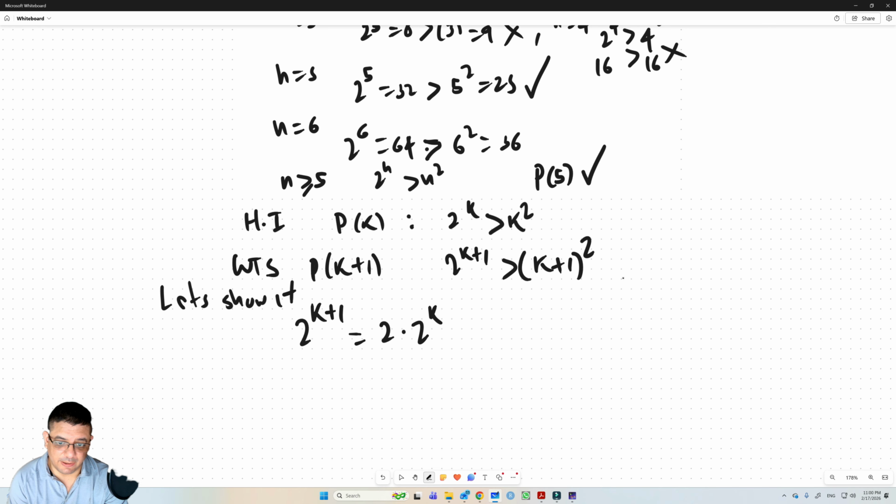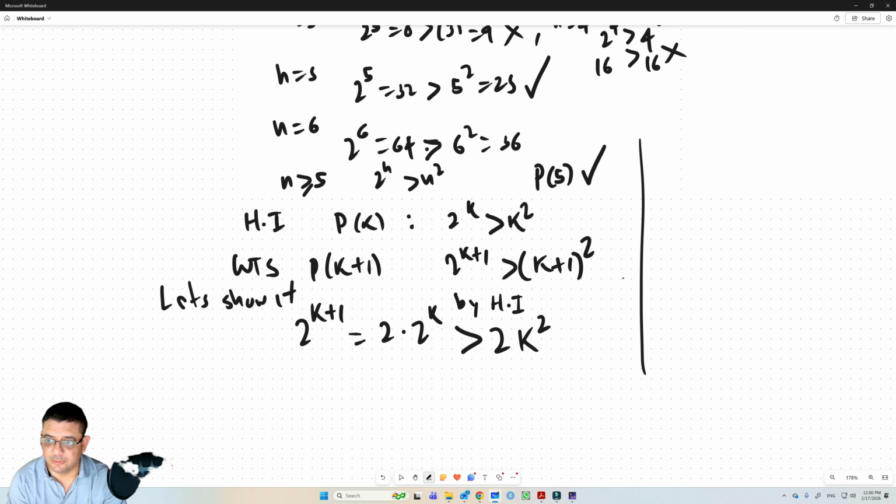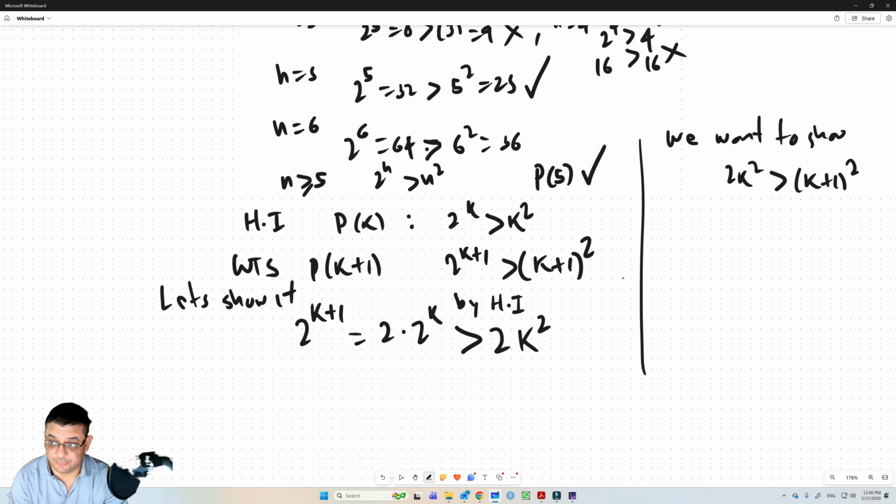Notice that because we have 2 to the k here, we can apply the induction hypothesis. By hypothesis of induction, this is bigger than, this 2 remains, and this 2 to the k is bigger than k squared. So we have that this is bigger than 2k squared. Now, because we want to reach that this is bigger than k plus 1 squared, we want to show that 2k squared is bigger than k plus 1 squared. We want to know if this is true.